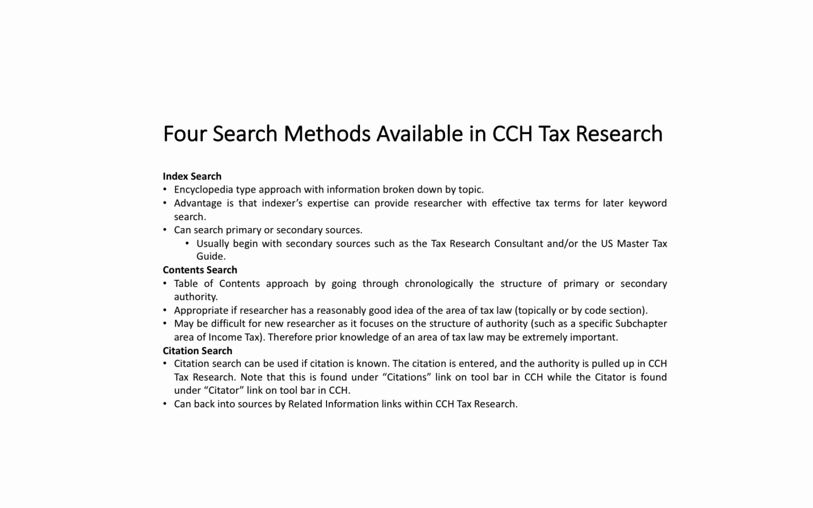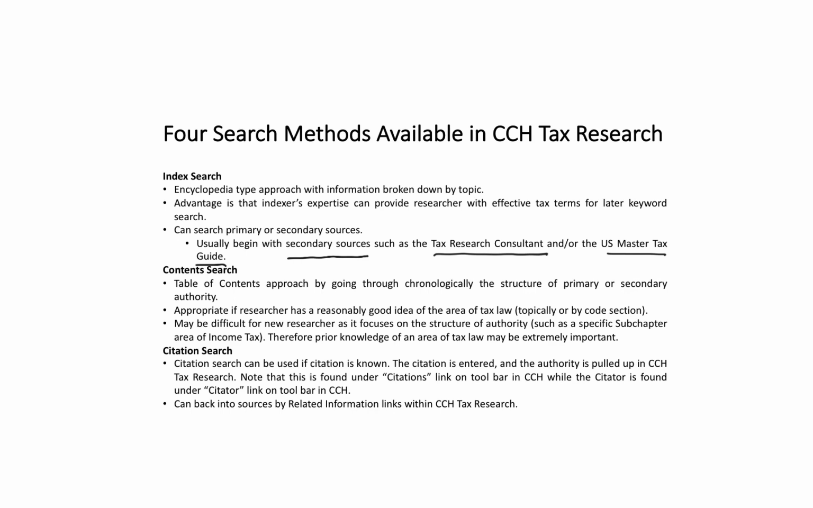The advantage is that the indexer's expertise can provide the researcher with the effective tax terms for later keyword searches. So by doing an index type search, it can help guide you with finding keywords that you can use in a keyword search. So you can do an index search and then go back to a keyword search, and you can search primary or secondary sources. Again, usually we start with a secondary source like the Tax Research Consultant in CCH or the U.S. Master Tax Guide in CCH. And in Checkpoint, in our video that we had, we actually did the Federal Tax Coordinator, and we saw that helped significantly with the search we were doing.